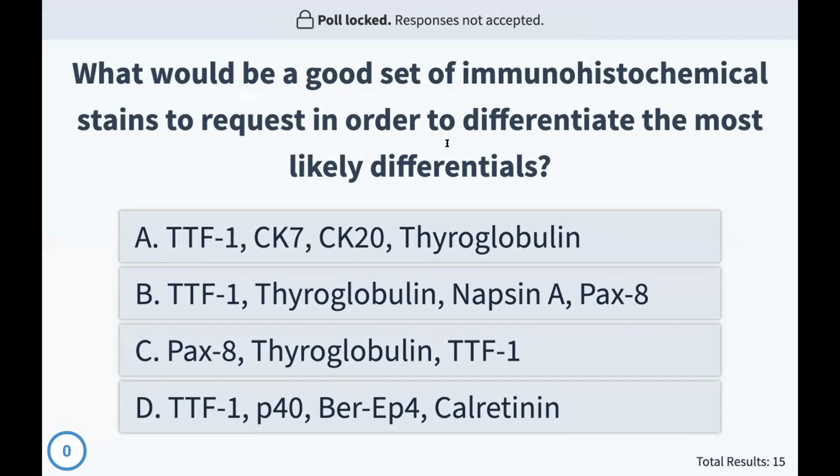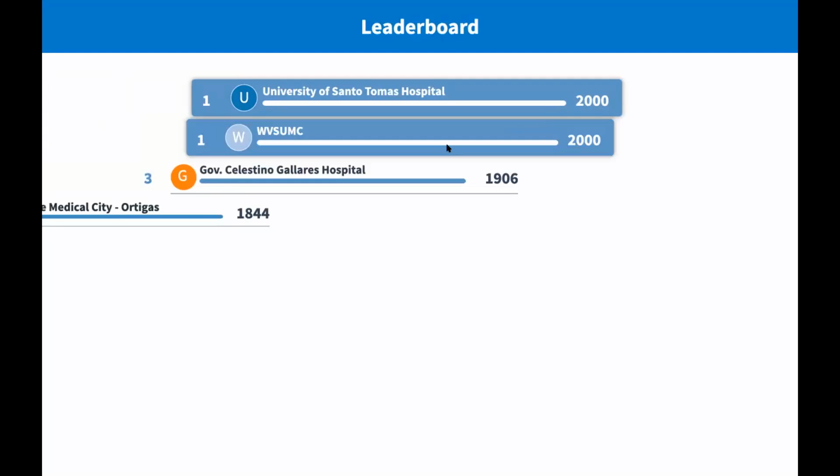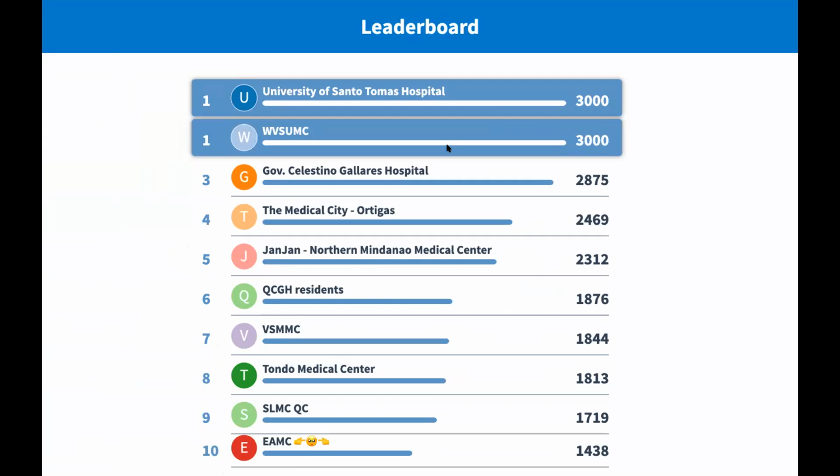Time is up. So the correct answer is B, TTF1, thyroglobulin, and PAX8. This set is good because it will differentiate between a primary pulmonary neoplasm and a metastatic papillary thyroid carcinoma. And this is a look at the leaderboard.